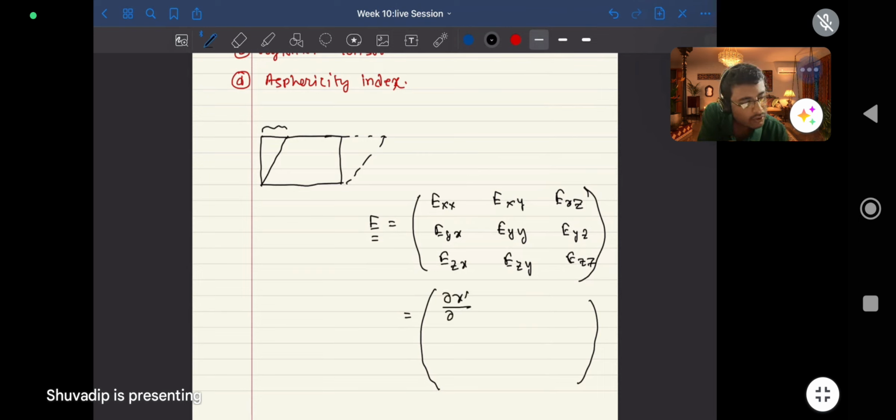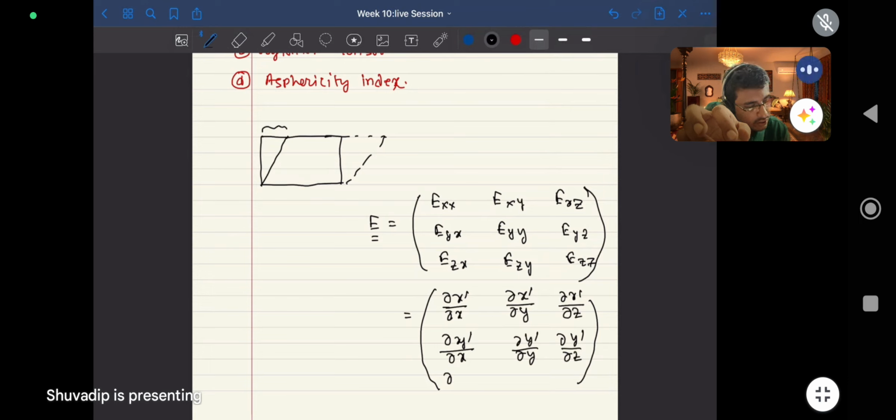And what these elements are is basically delta x prime, the changed position of any material point. So del x prime by del x, del x prime by del y, del x prime by del z, del y prime by del x, del y prime by del y and del y prime by del z. Similarly, in the last row, del z prime by del x, del z prime by del y, del z prime by del z. So basically this tensor is giving you the history of deformation, in which direction it is deformed, and how much.